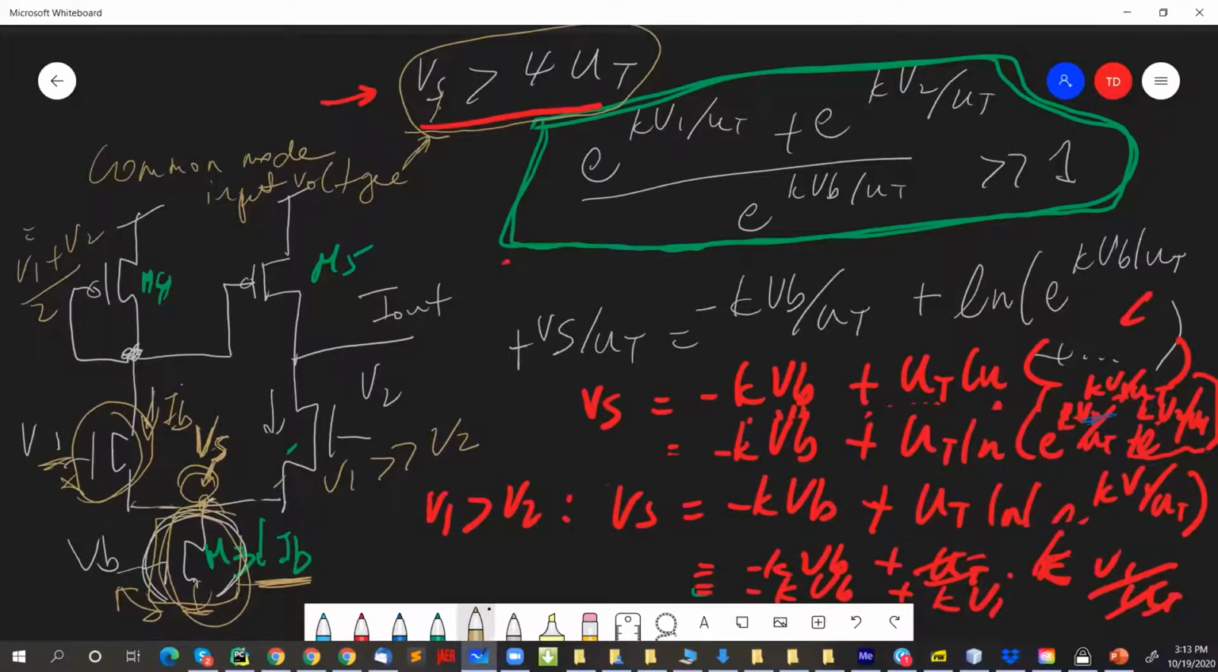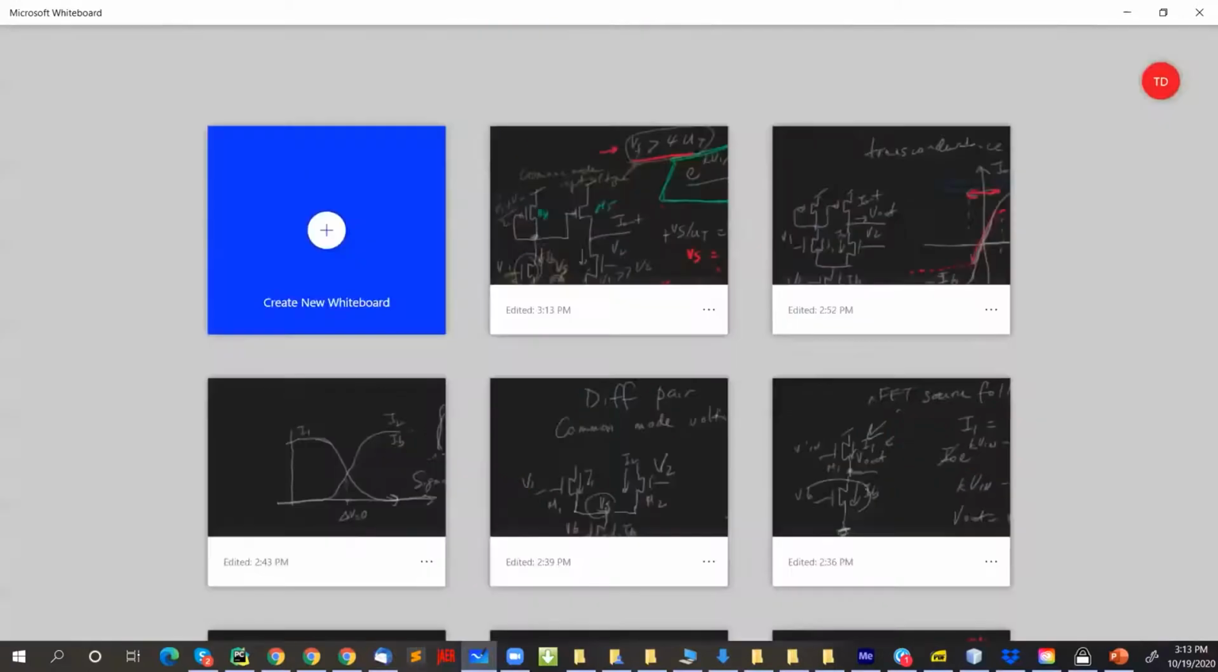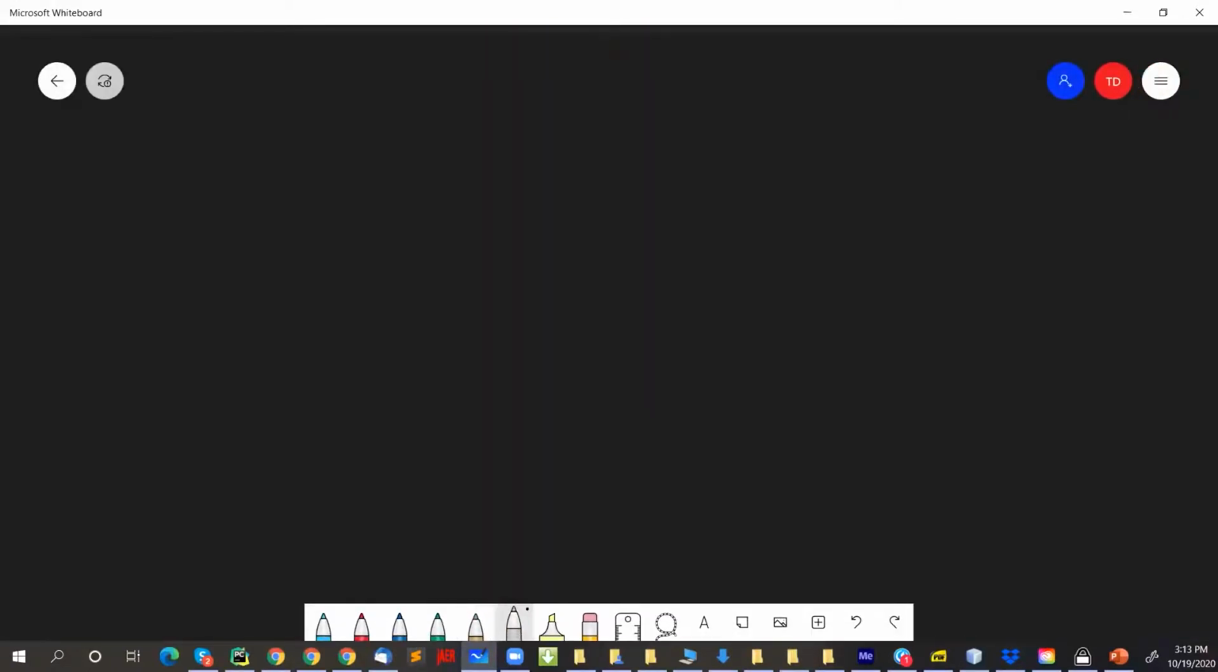Let's make another slide in case we need to go back to it. It's funny how a 5 transistor circuit can lead to so much analysis. So you have VB, V source, V1, V2.